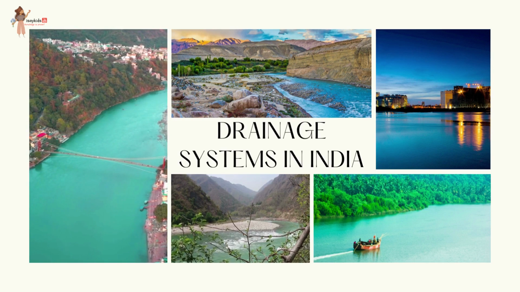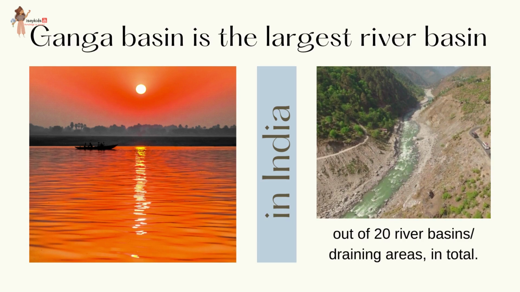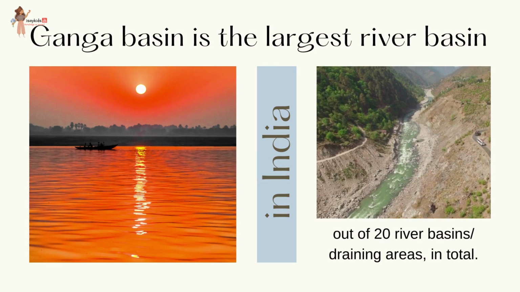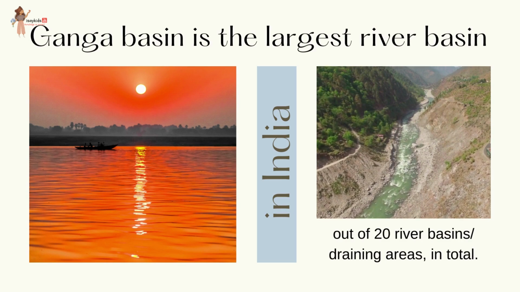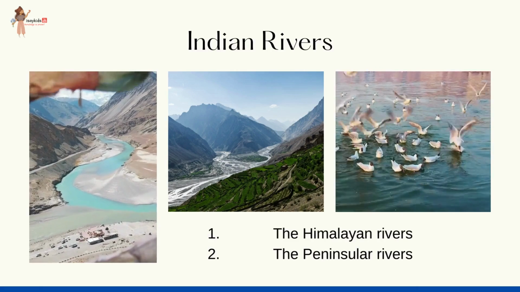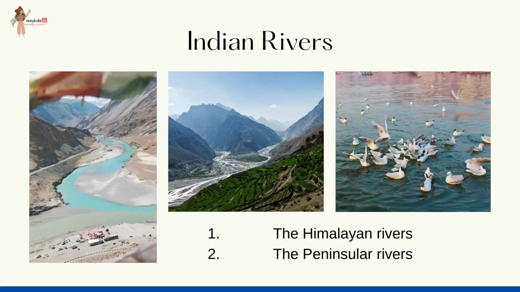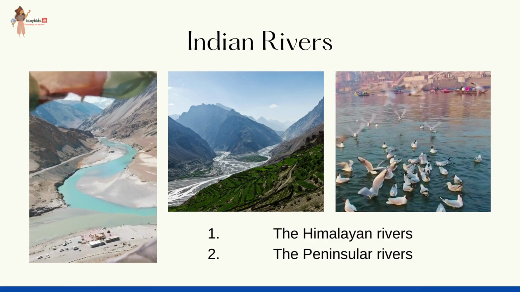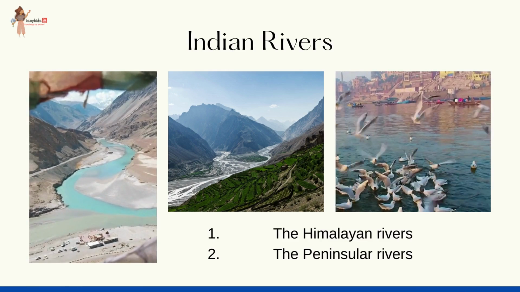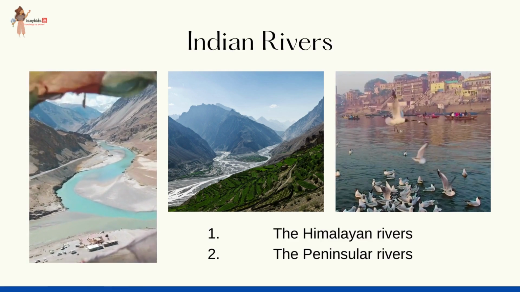Let's see the drainage systems in India. There are 20 river basins or draining areas, large and small, in India. The Ganga Basin is the largest. The Indian rivers are divided into two major groups, the Himalayan rivers and the Peninsular Rivers. These drainage systems are mainly controlled by the broad relief features of the subcontinent.